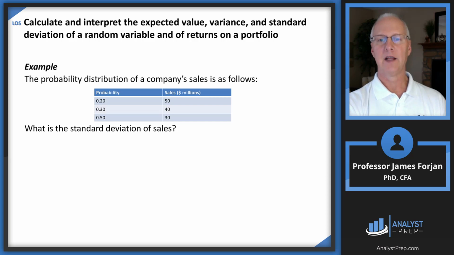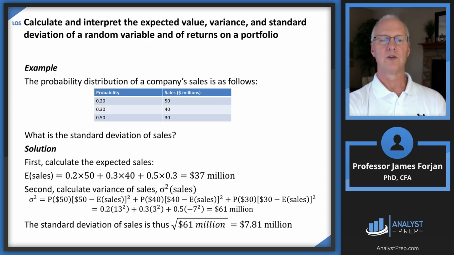If the sales were 50, 50, and 50 instead of 50, 40, and 30, then the mean would be 50. That makes perfect sense. And the standard deviation would be 0. But they're not. They're 50, 40, and 30, so let's compute both of those things. Let's do a weighted average. We're just going to multiply the probability times the sales. So 20% times 50, and 30% times 40, and 50% times 30. That gets us to 37 million.